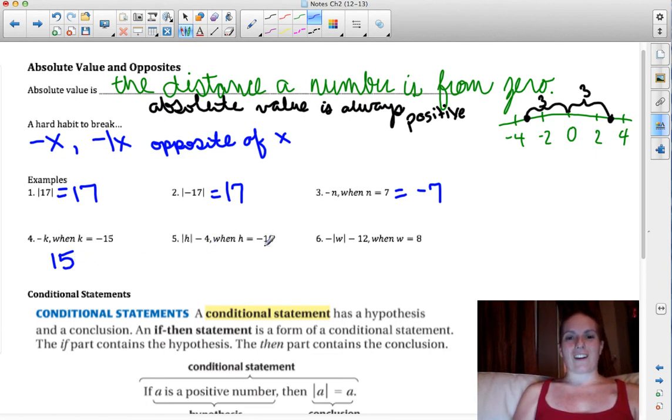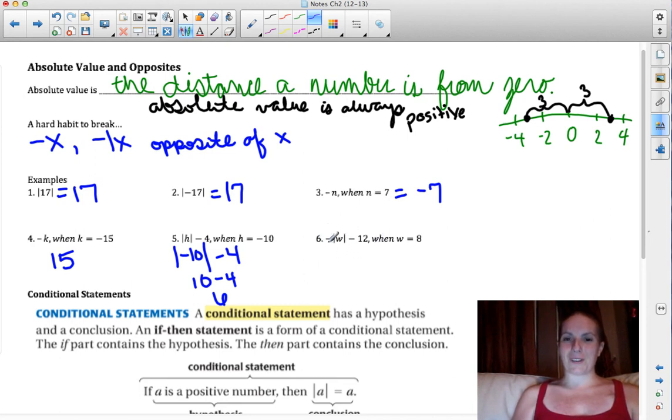5 and 6 are tricky problems. They go back to those addition and subtraction problems. The absolute value of h, then subtract 4. Remember, even though absolute value bars are not exactly the same, they do have some grouping type issues. So the first thing we always do is show our work of plugging in that negative 10. So the absolute value of negative 10, then subtract 4. The absolute value of negative 10 is positive 10. And when we subtract 4, we should in fact get 6.